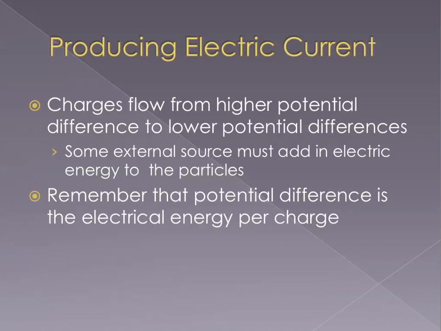There are a couple different ways to make electricity flow, to make electrical current. Charges flow from a higher potential difference to a lower potential difference, and some external source must add energy to the particles in order to keep them moving. We had this same kind of motion happening with static electricity, but it was one big burst. This is a continuous flow. So in order to keep it going, we have to have some extra energy added in.